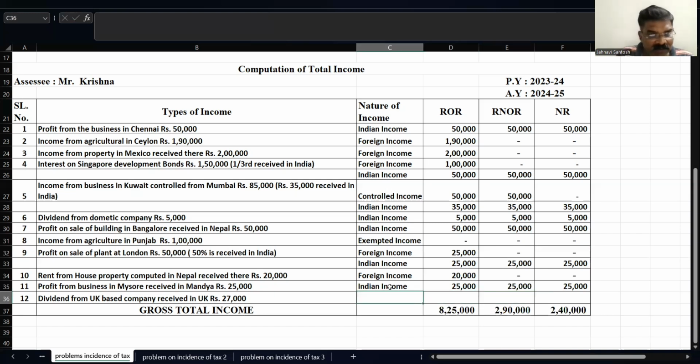Okay, the last one: dividend from a UK-based company received in UK, rupees 27,000. See, he has invested some amount in a UK-based company, earning a dividend. Either it can be yearly, quarterly, whatever it may be. It is received in the UK. None of the amount has come to India. So we treat that as a foreign income, and foreign income is taxable only in the case of a resident and ordinarily resident.